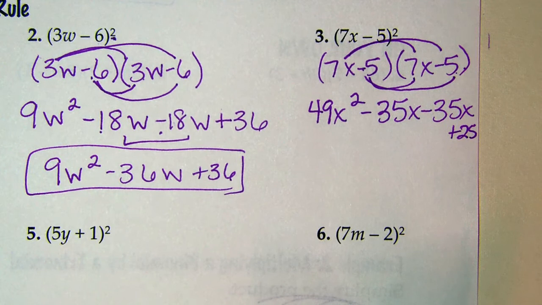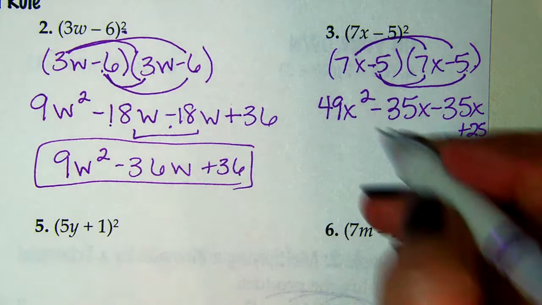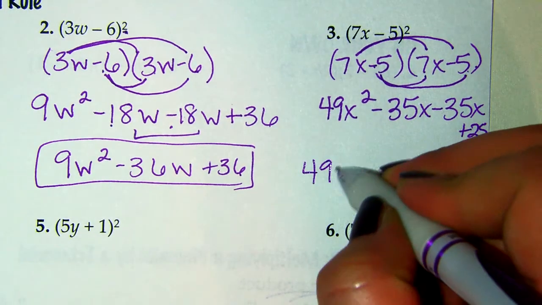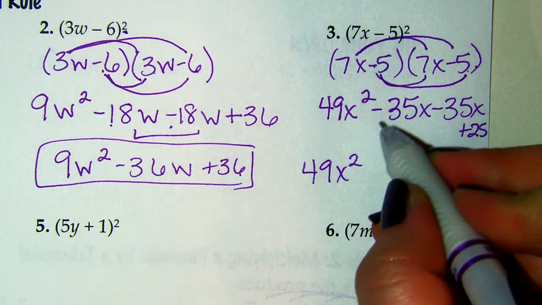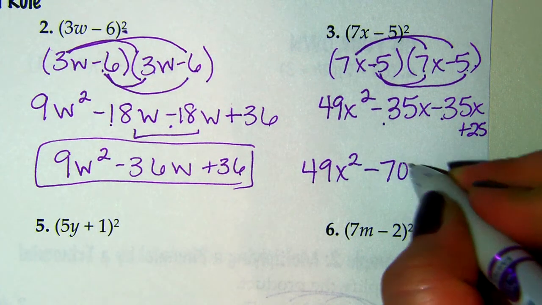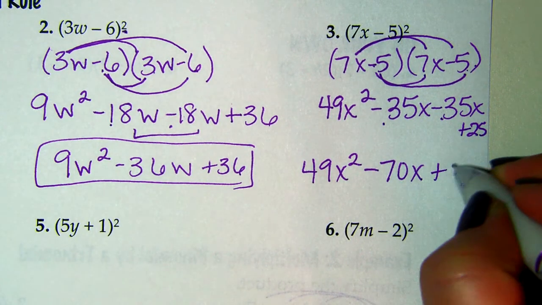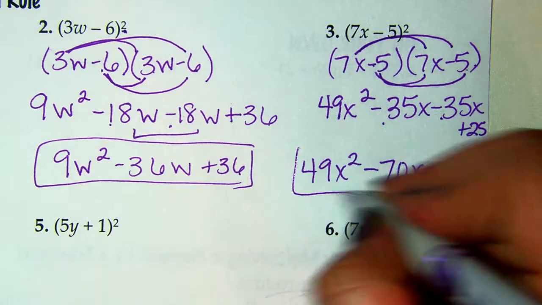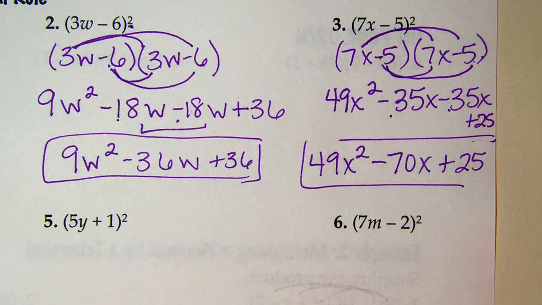So combine the like terms. In the middle again, 49x squared stays the same. Negative 35 minus 35 is negative 70. And then plus 25 at the end. So you will have some practice problems on these after the video.